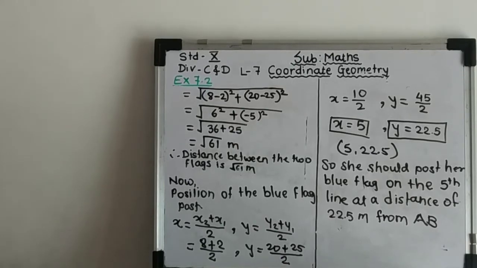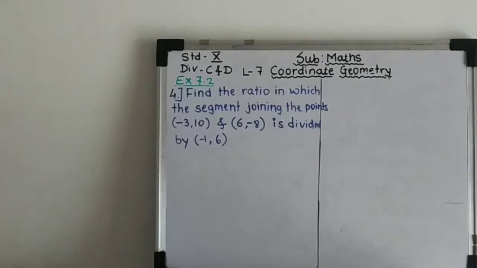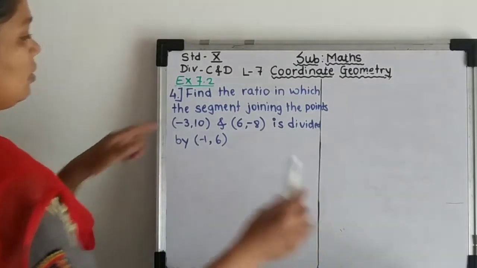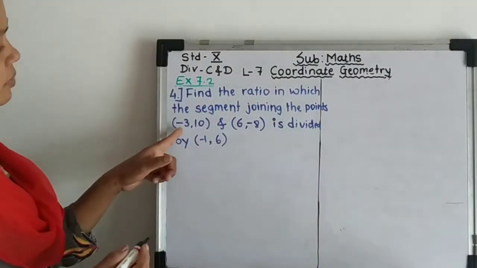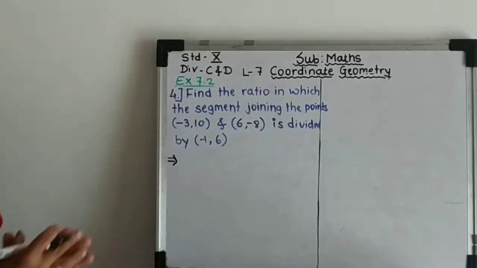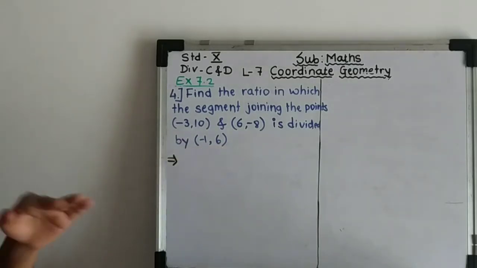Now we will proceed to the next question, question number 4. So we will write it down, question number 4. See that question number 4. Find the ratio in which the segment joining the points -3, 10 and 6, -8 is divided by -1, 6. Divided means we have to divide, no?